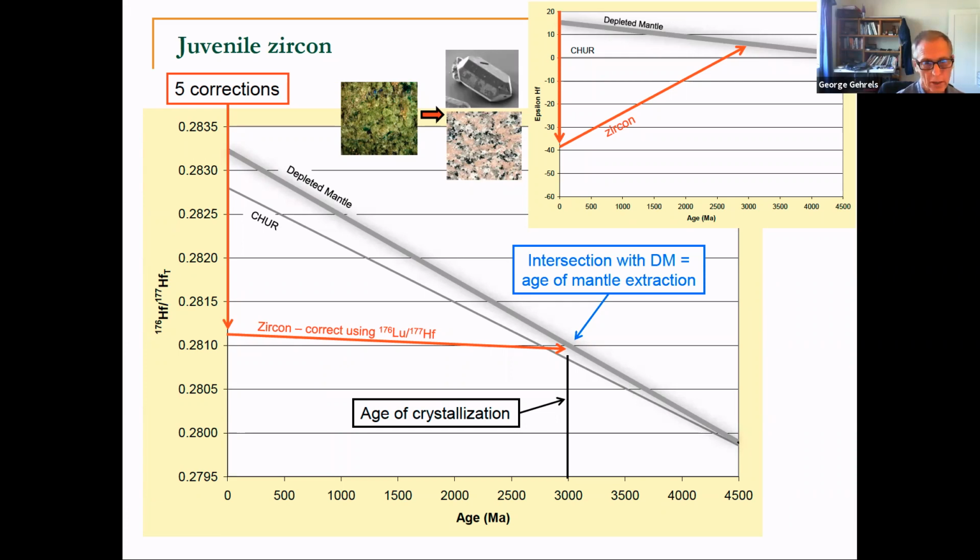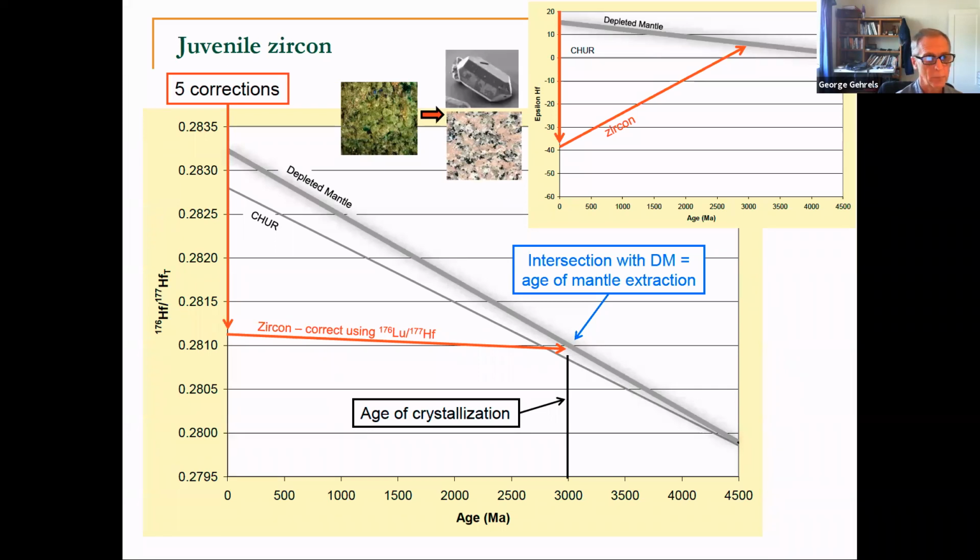Then you're going to correct that measured value. You're going to go back in time to the age of crystallization. So you have to know the uranium lead age for this to do it. You're going to use the measured lutetium-176, hafnium-177 ratio. If you're lucky, it corrects all the way back to the gray line, that depleted mantle line. And then it tells you, oh, look, 3 billion years ago, that zircon was formed by melting of the mantle.